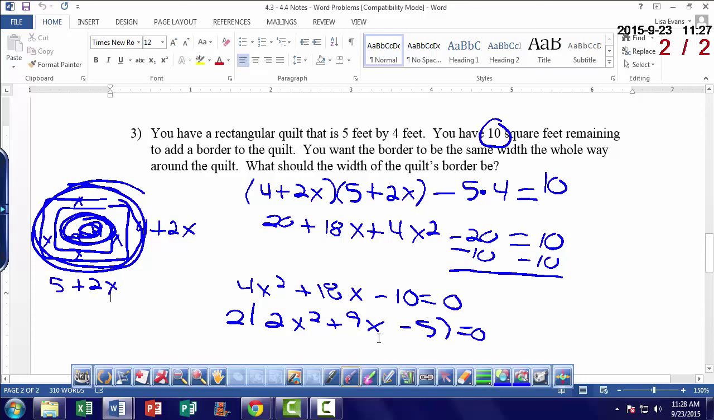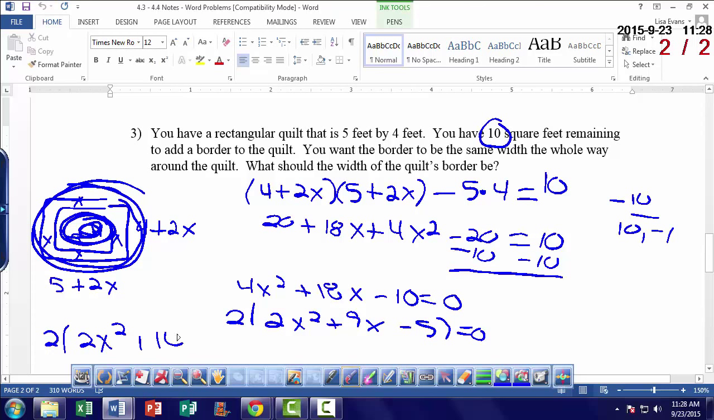Now we're going to go ahead and factor, but we have a little bit longer factoring to do. We're going to take our 2 times our negative 5, that's negative 10. What multiplies to give us negative 10 and adds to give us positive 9? That would be 10 and negative 1. We're going to go ahead and do our longer method where we rewrite our middle term. We're going to factor by grouping.